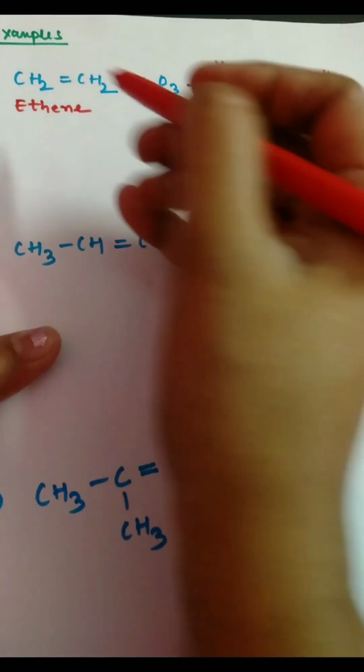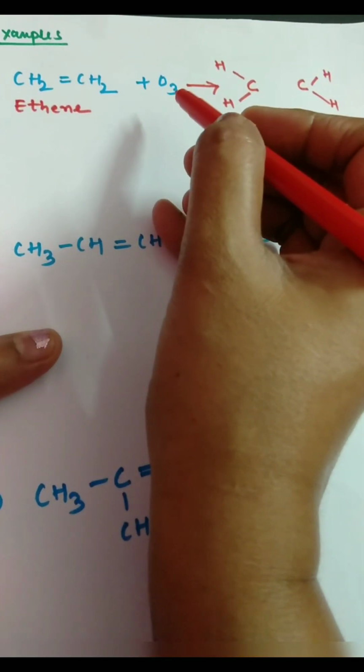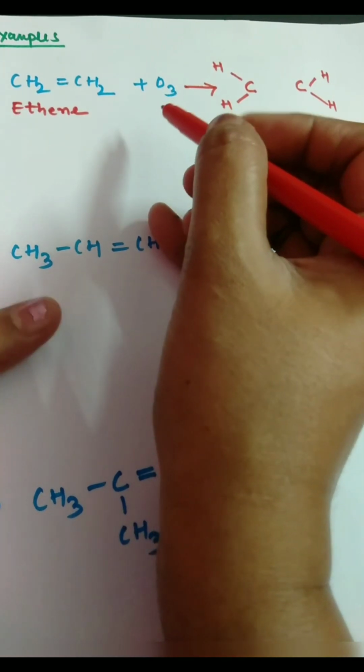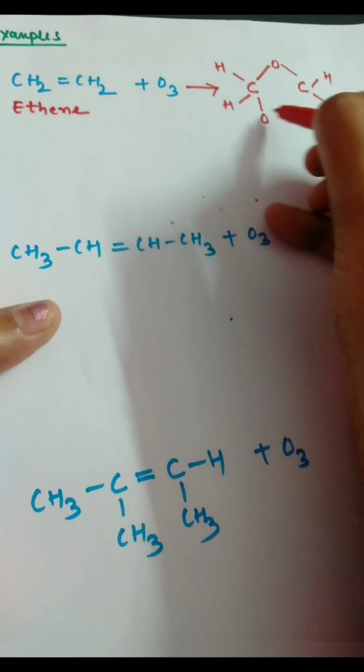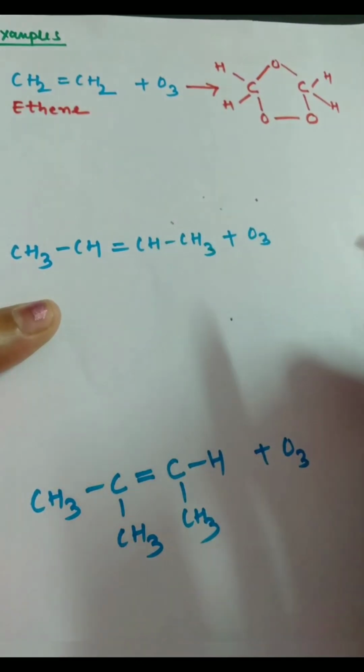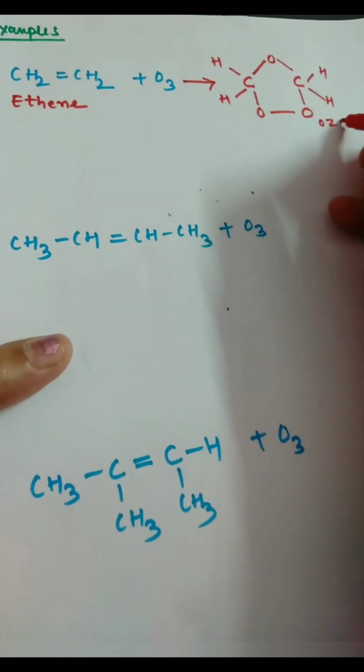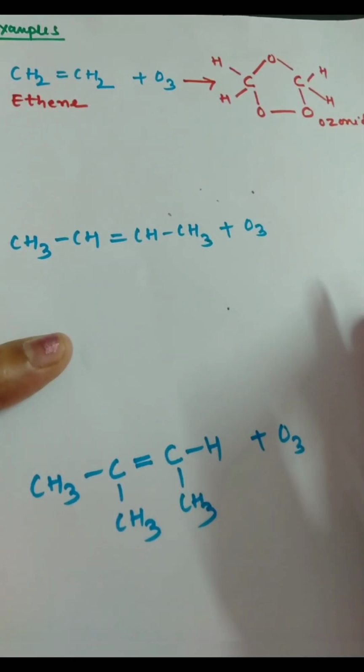Okay, now put the O3, that means three oxygen atoms. So put these oxygen atoms in a rearranged manner like this. See here. Okay, so this is your ozonide molecule. Ozonide molecule is an intermediate.